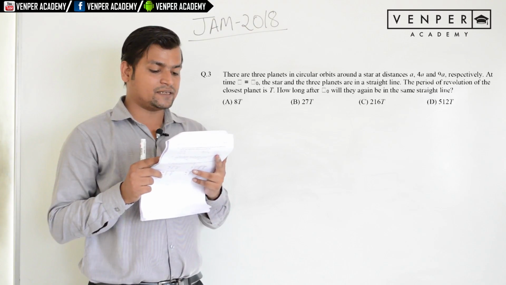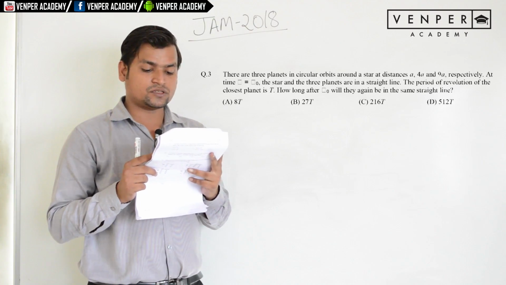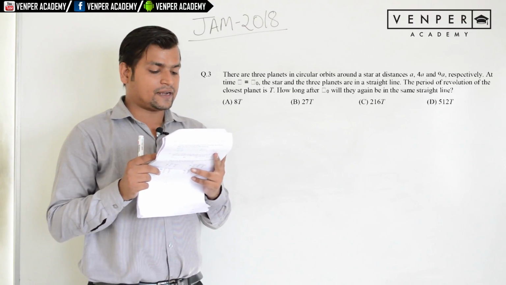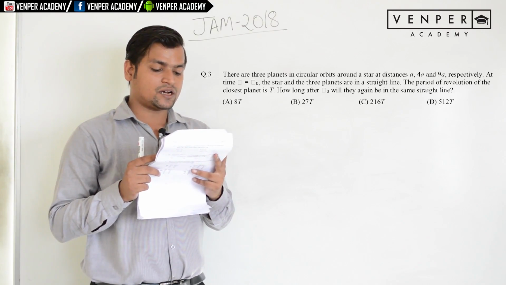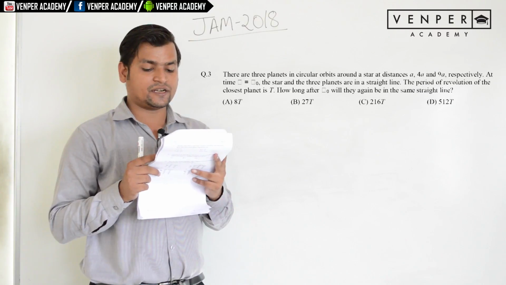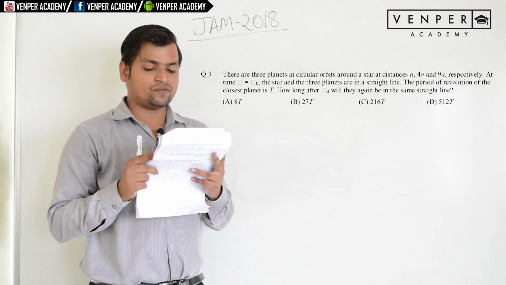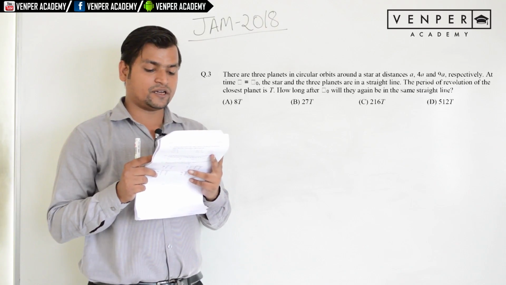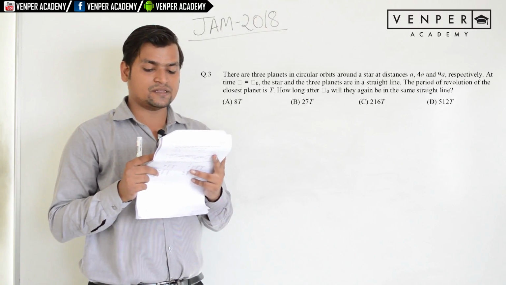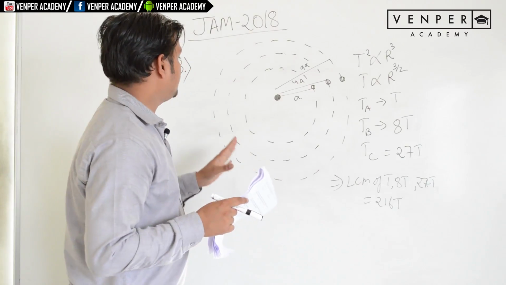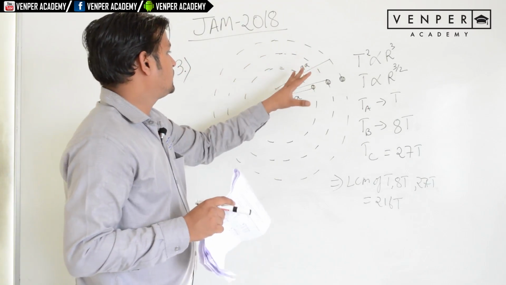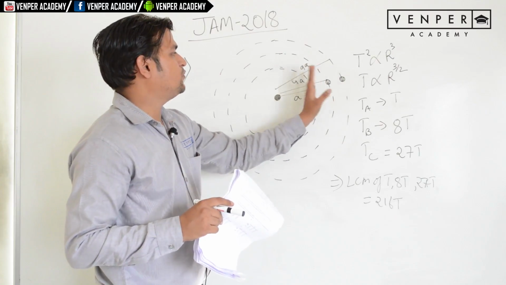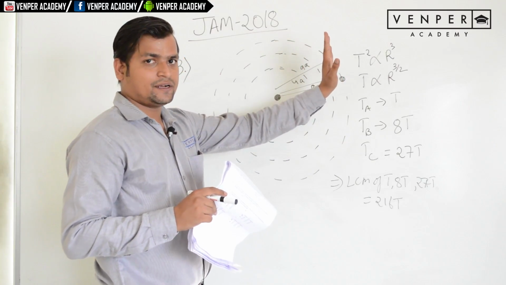Question number 3. There are 3 planets in circular orbits around a star at distance a, 4a and 9a. At time t equal to t naught, the star and the 3 planets are in a straight line. The period of revolution of the closest planet is t. How long after t naught will they again be in a straight line? Okay, see in this question 3 planets are given, first one is at distance a, next 4a, and third one is at 9a. Clear?